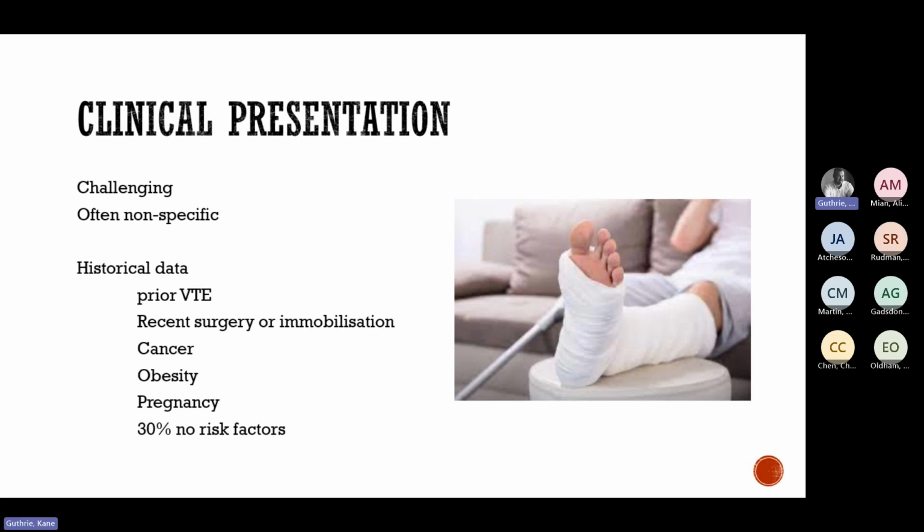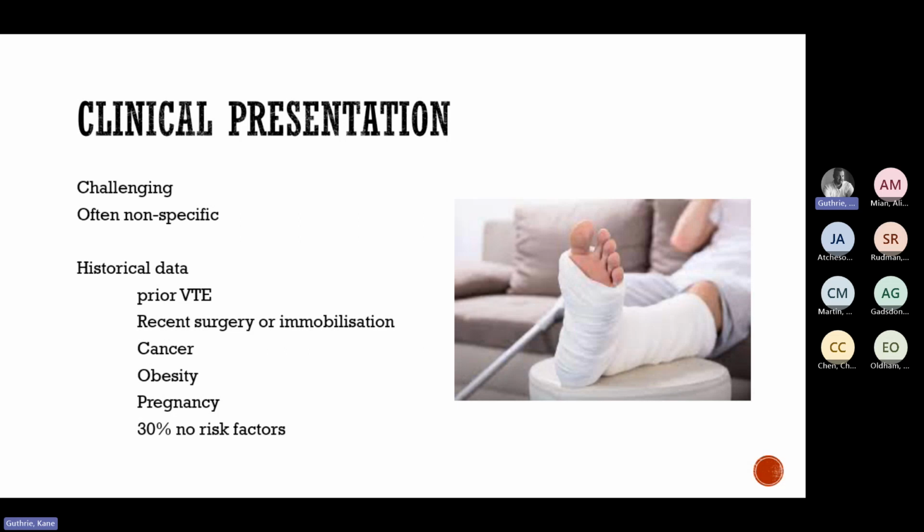The clinical presentation for these patients is often challenging and non-specific. With PEs, we do talk about historical stuff, whether prior DVTs, recent surgery or immobilization. Cancer is a prothrombotic state, COVID is a prothrombotic state. Obesity and pregnancy are risk factors, but 30% of the time people have no risk factors and can just get a spontaneous PE. So this is where we can start anchoring on thinking, oh, they don't have any of these risk factors. But 30% of the time it can just happen out of nowhere. So we need to be aware.